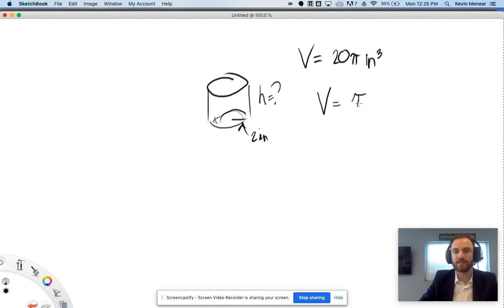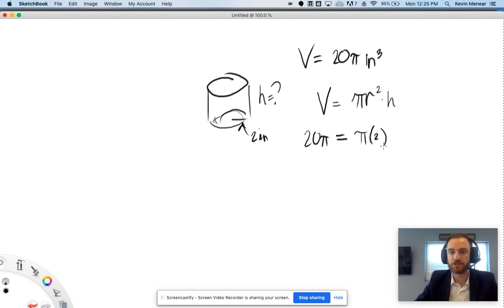Well, I know that if I want to find the height of the cylinder, I've got the volume and I've got the radius, but I don't have the height. Well, I got to go back to my formula. V equals pi r squared times h. Well, I know my volume this time. It's 20 pi inches cubed. Equals pi r, I know my radius, is 2 squared times my height. I don't know my height. Well, let's see if I can simplify. 20 pi equals pi times 2 squared is 4, so 4 pi times h.